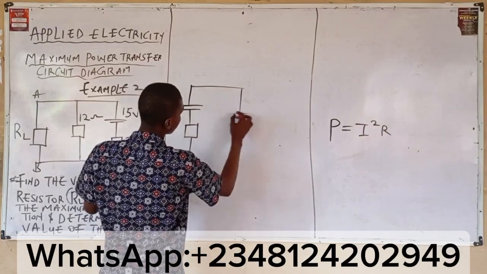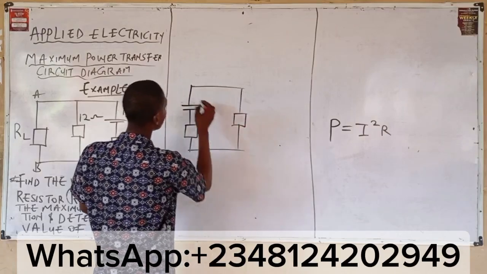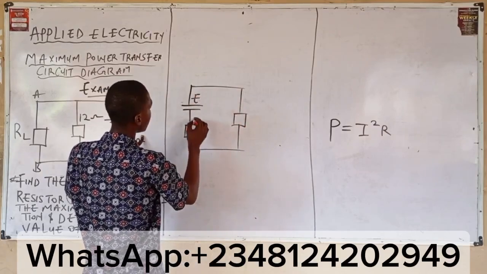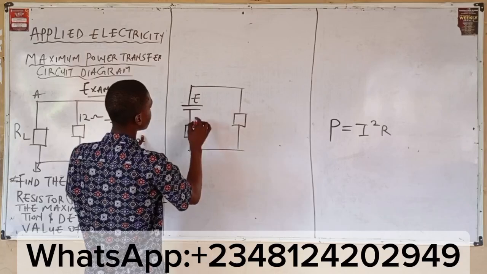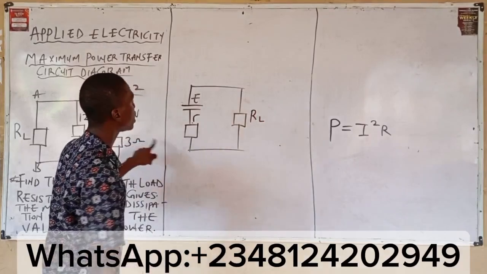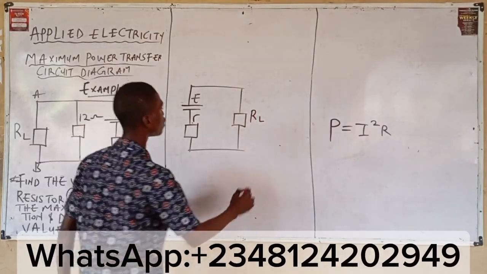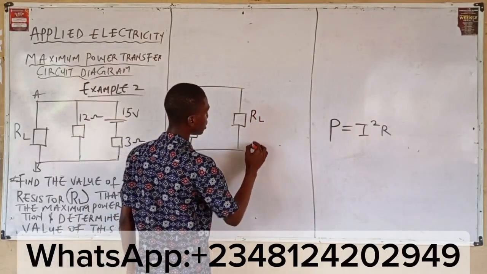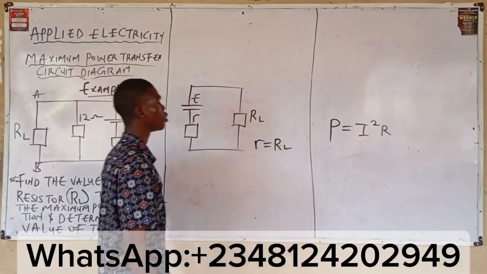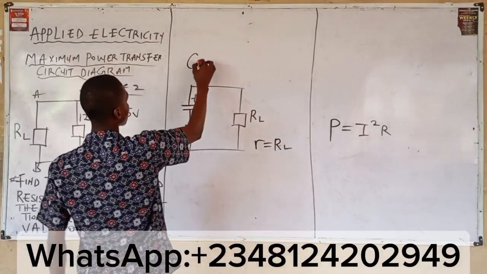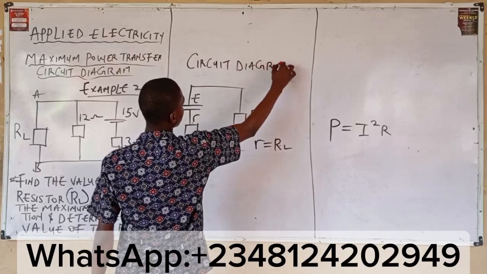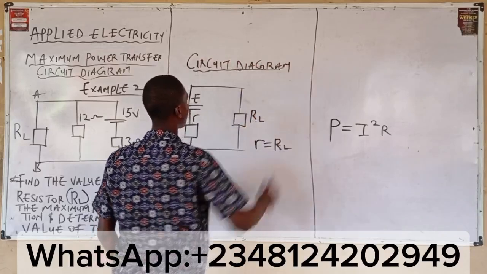You have this diagram. This is your cell, and this is your internal resistance, and this is your load resistance. To get maximum power transfer, your internal resistance R must be equal to your load resistance. This is your circuit diagram.